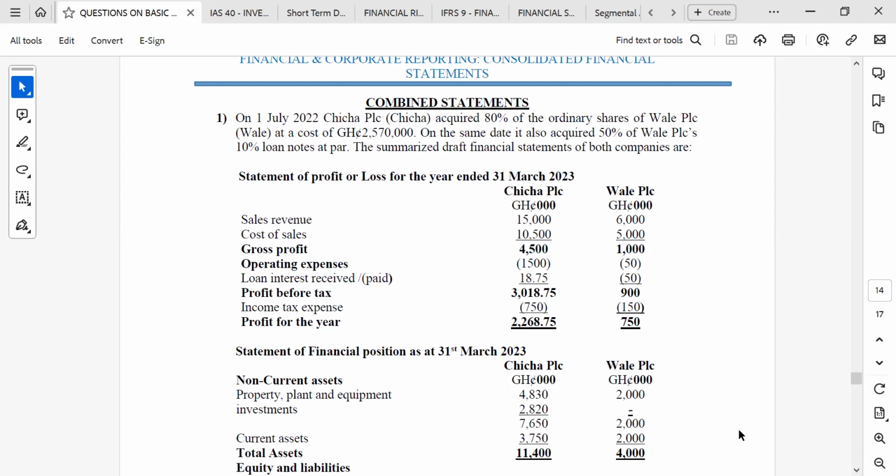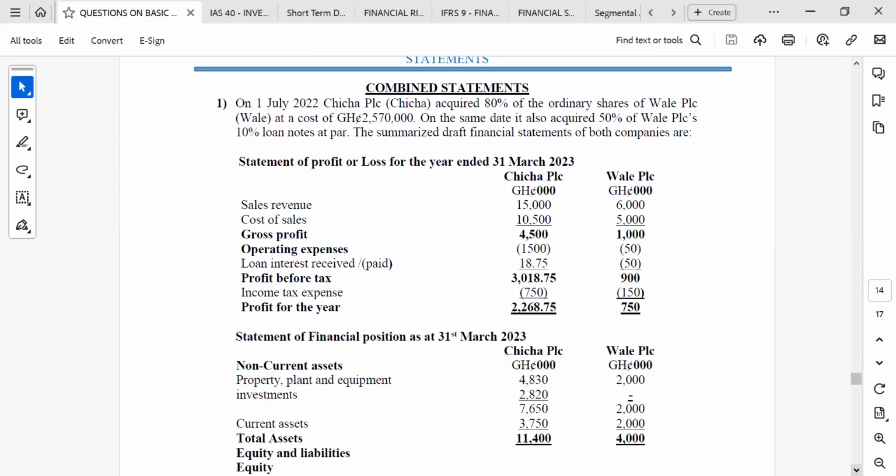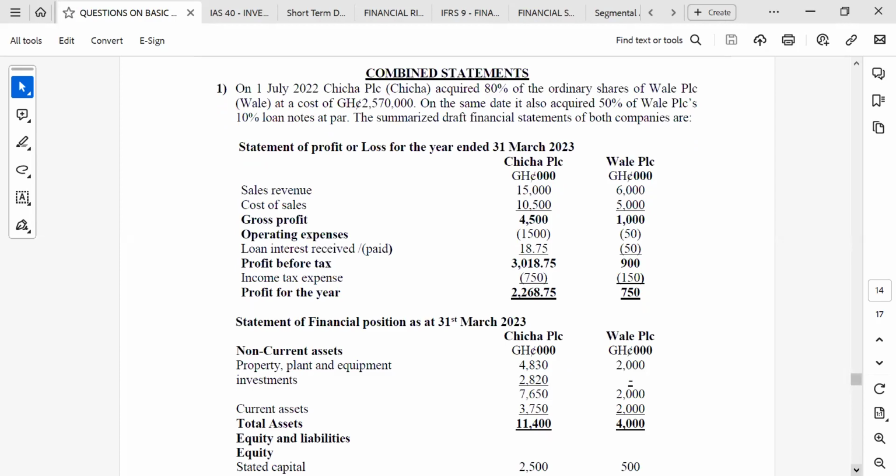On the same date, it also acquired 50% of Wale PLC's 10% loan notes at par. The summarized draft financial statement of both companies as stated below. Okay, let's take that one. On the same date, it also acquired 50% of Wale's 10% loan note at par. Okay, at the time that the ordinary shares were acquired, the parent is now the majority owner or is now the ultimate owner of the subsidiary. Is that correct?